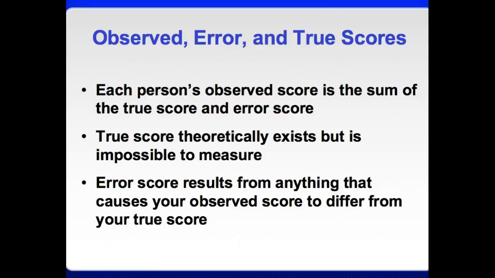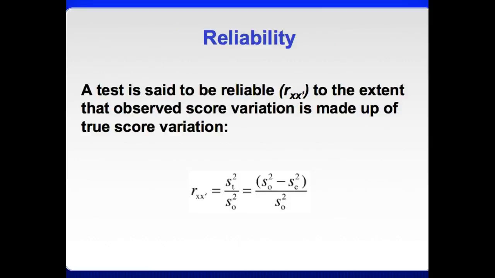Observed, error, and true scores. Each person's observed score is the sum of the true score and error score. True score theoretically exists, but it is impossible to measure. An error score results from anything that causes your observed score to differ from your true score. A test is said to be reliable to the extent that observed score variation is made up of true score variation.